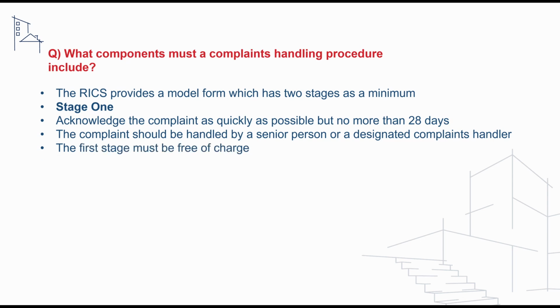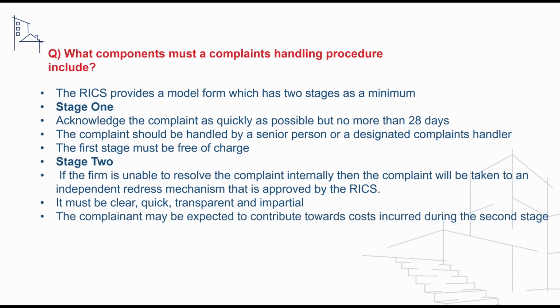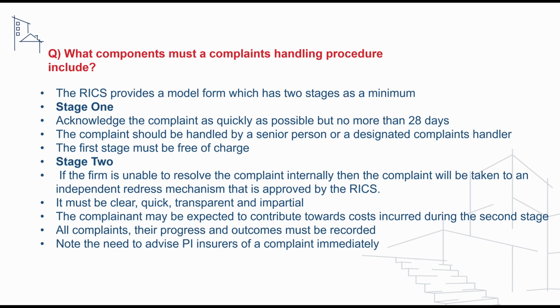During stage 2, if the firm is unable to resolve the complaint internally, then the complaint must be taken to an independent redress mechanism that is approved by the RICS. It must be clear, quick, transparent and impartial, and the complainant may be expected to contribute to costs incurred during the second stage. All complaints, their progress and outcomes must be recorded, and we also need to note the requirement to advise PI insurers of a complaint immediately.